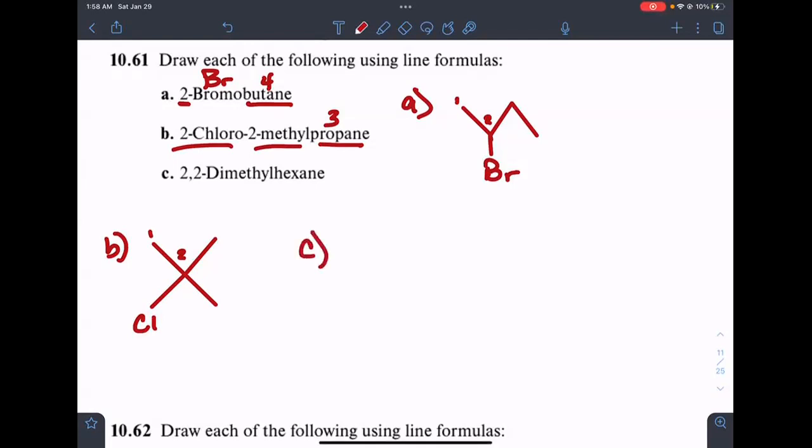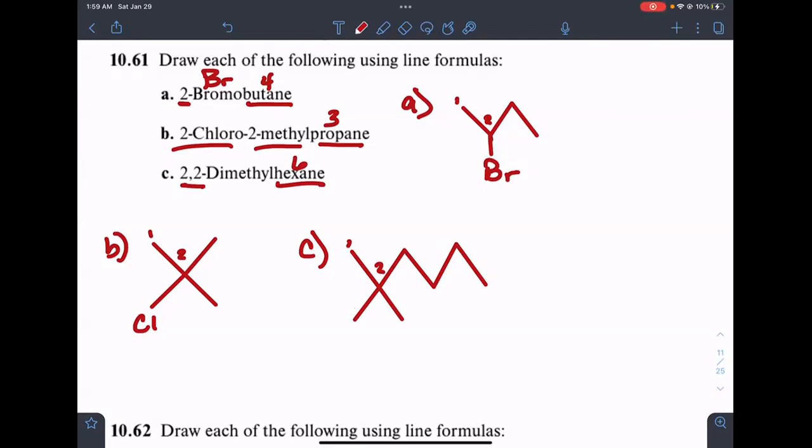Okay, C, 2,2-dimethylhexane. So hexane is 6. And then we know the methyl is 1 carbon, but we're going to have 2 of them. So I'm going to count 6: 1, 2, 3, 4, 5, 6. And I'm going to go to 2, 2, which means on carbon 2, I'm going to have 1 methyl, and then I'm going to have a second methyl. And that is 2,2-dimethylhexane.